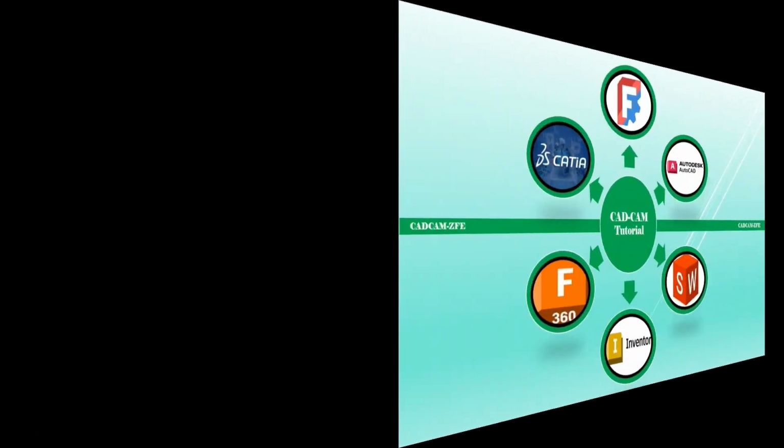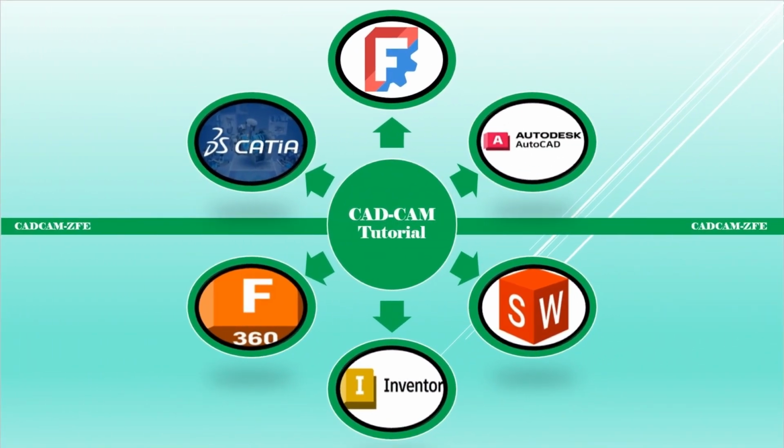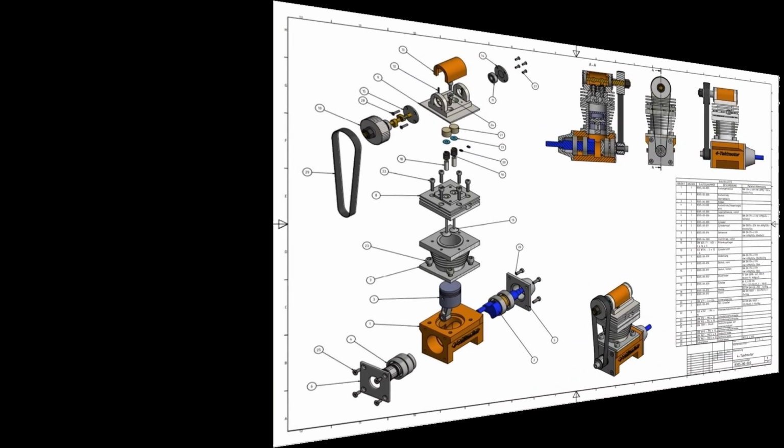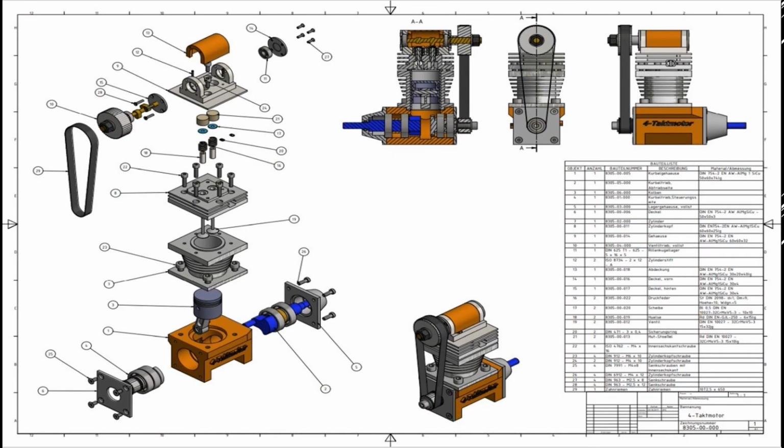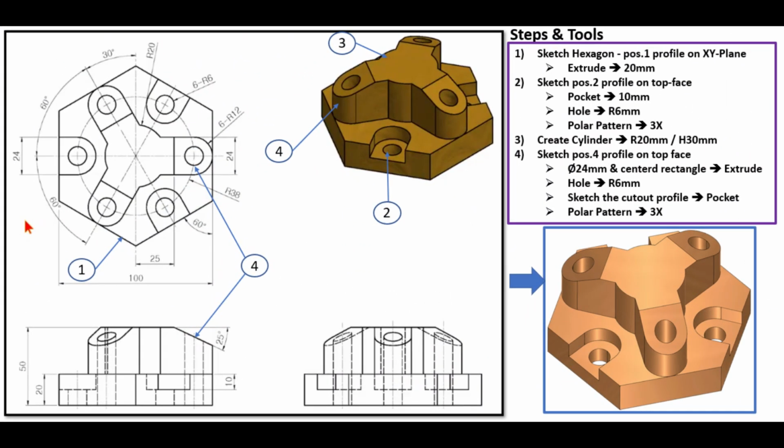Today I will show you how to create a 3D model from the existing 2D drawing with the help of FreeCAD tools like Extrude, Pocket, Polar Pattern, and Hole. This is the exercise for today. We convert this 2D drawing step by step into this 3D solid part. And these are the steps and the tools that I used to create this 3D solid part.